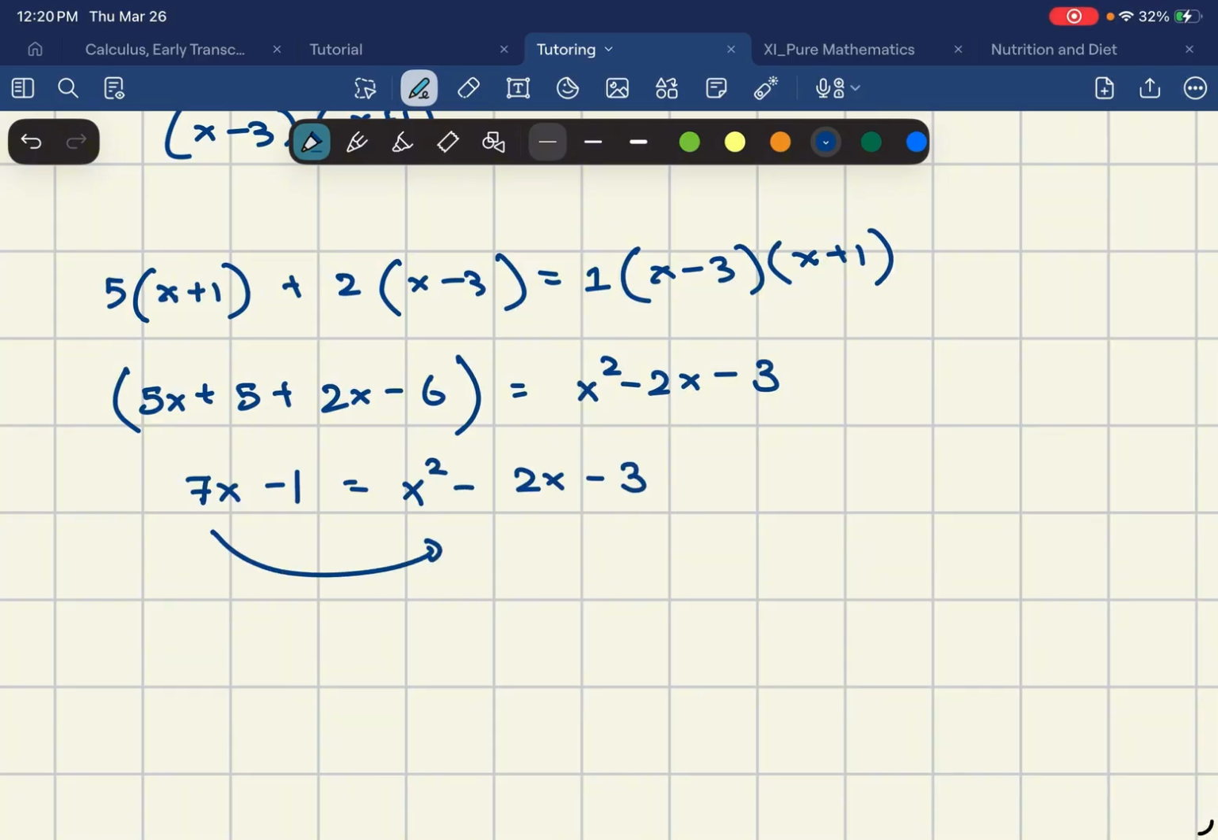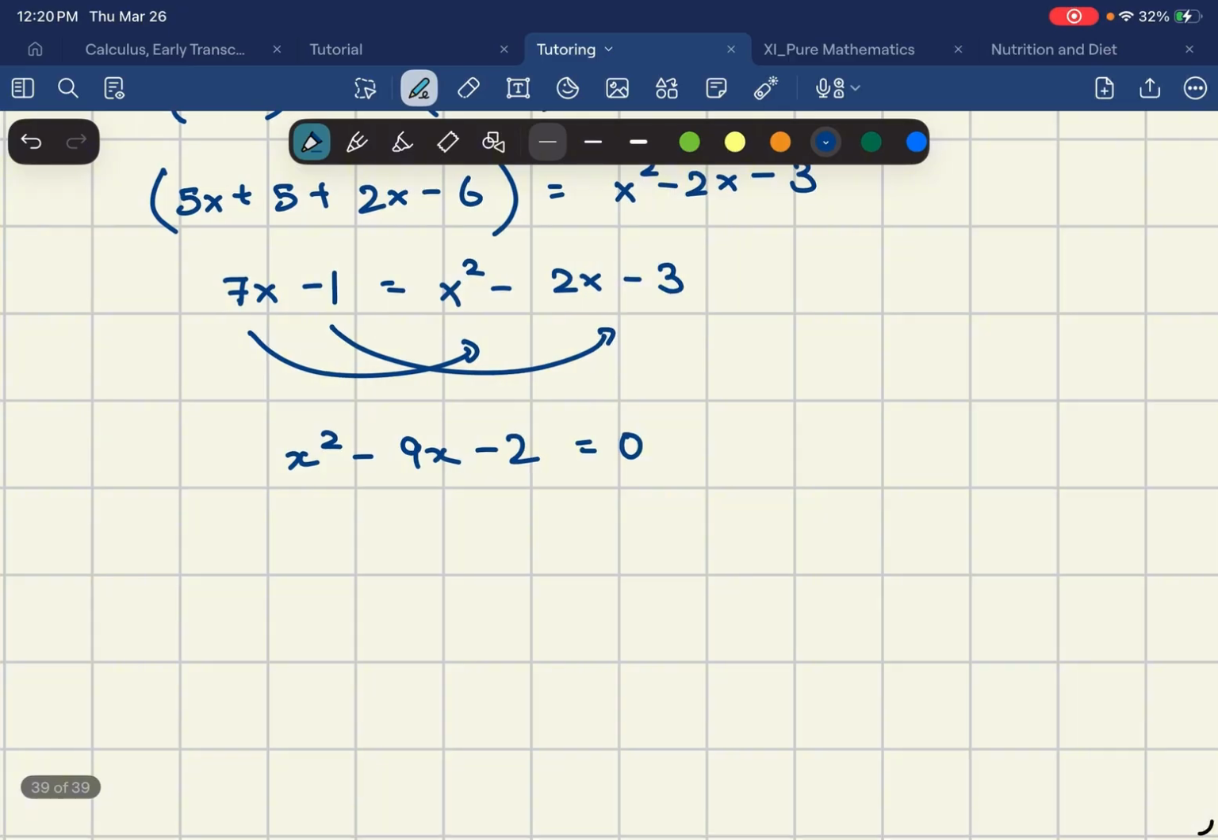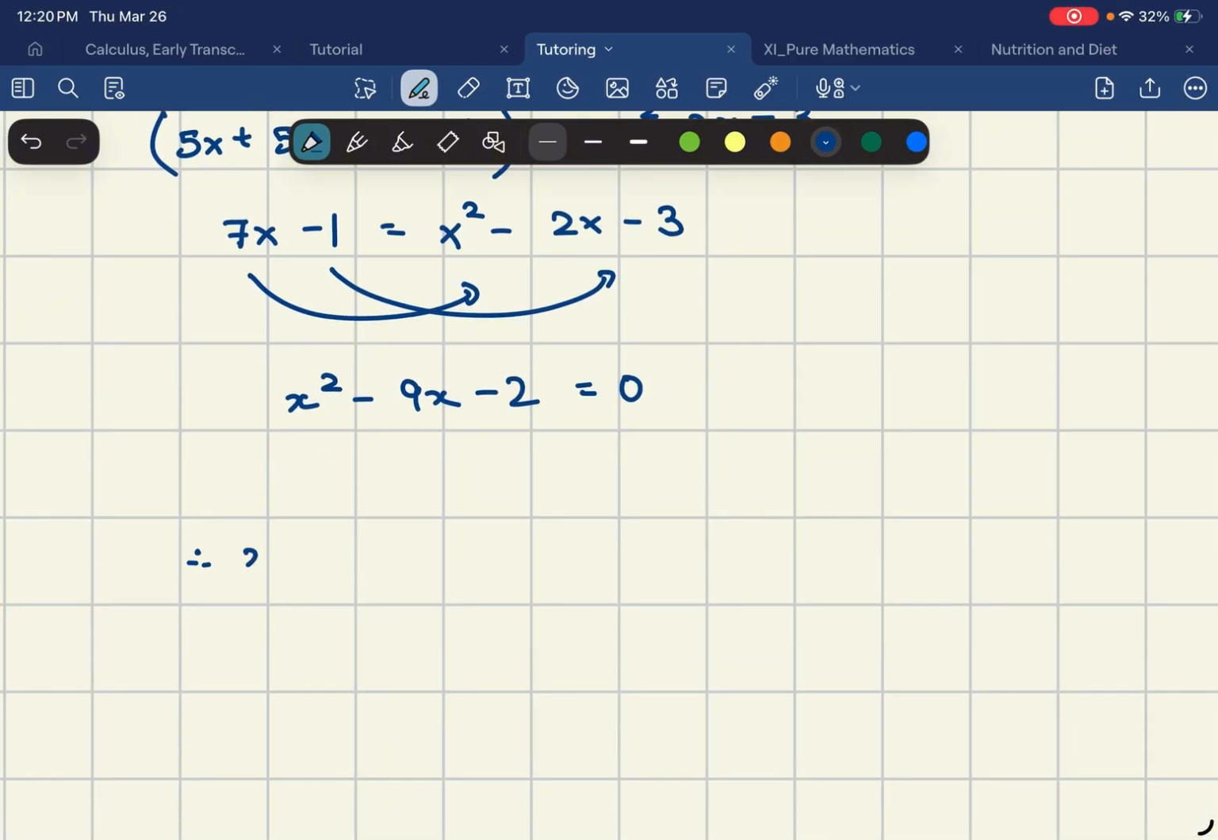And now let's take these terms onto this side. So x squared, I will have minus 9x minus 2 is equal to 0. So this will be the quadratic equation. And finally, I can use the formula.